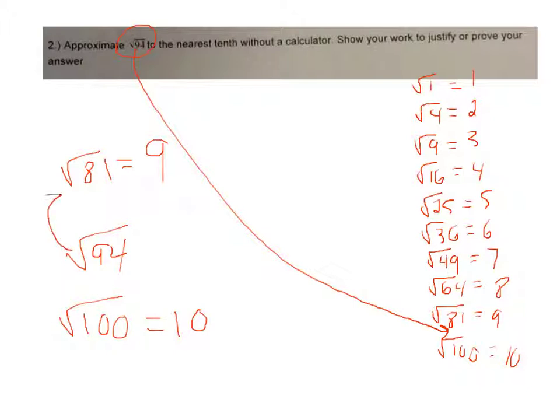Well, let's look at how far away 81 and 94 are. 94 is 13 units away, and then 94 to 100 is 6 units away. So we know that it is closer to 10 than it is to 9, so it's got to be more than 9.5. So we know we're going to put 9 point, I don't know, like we could say like 9.7, or maybe even 9.8.